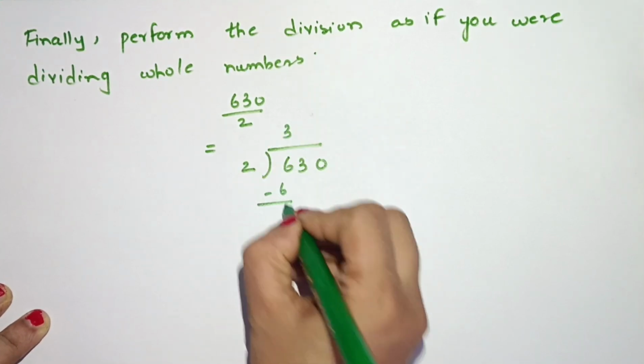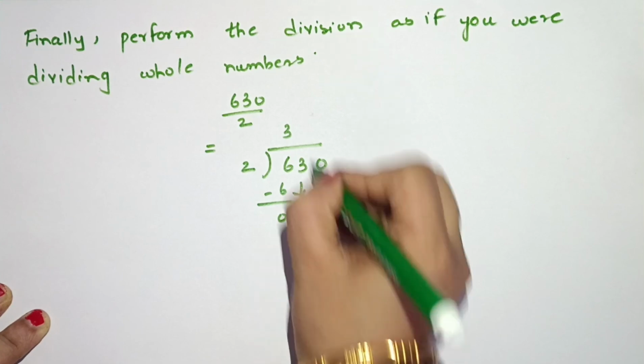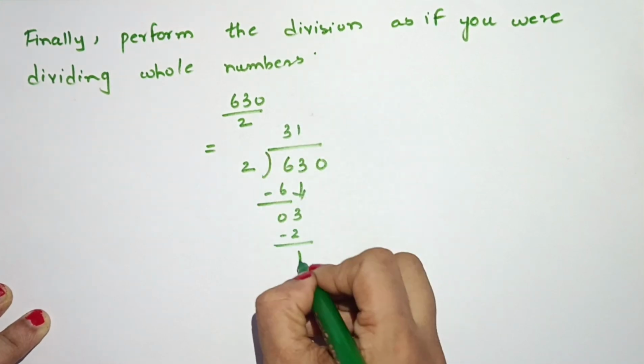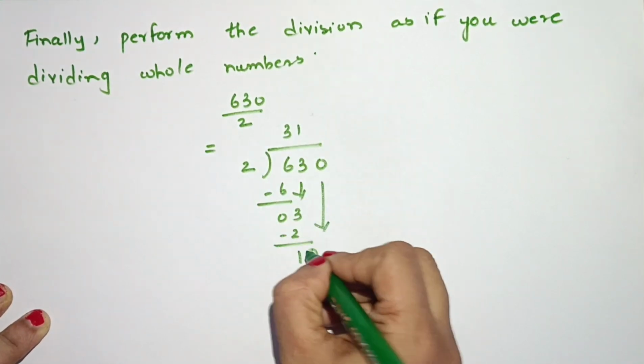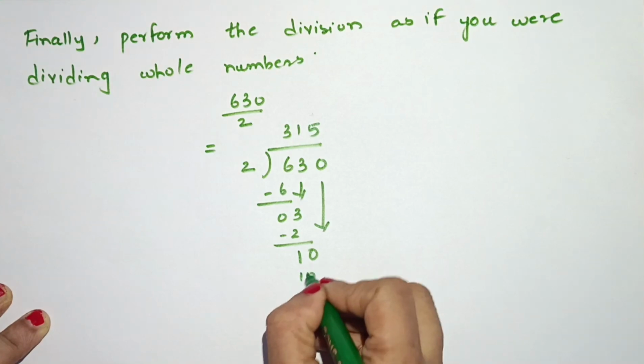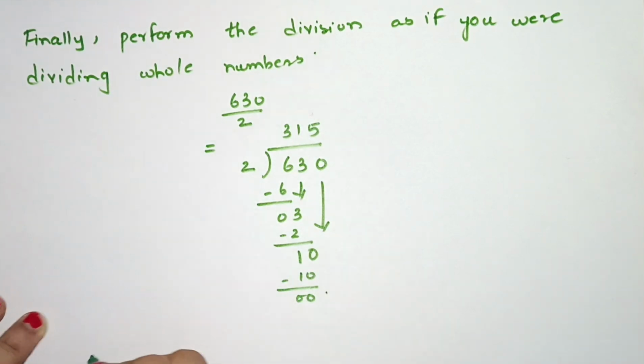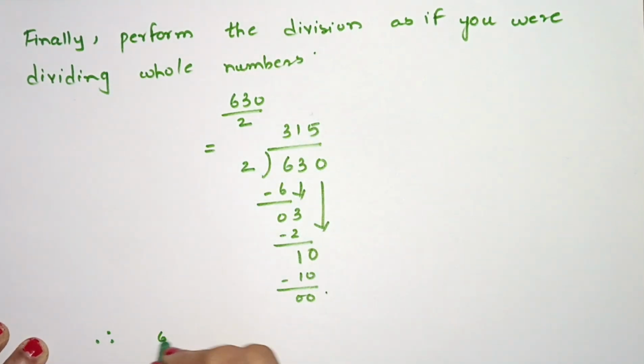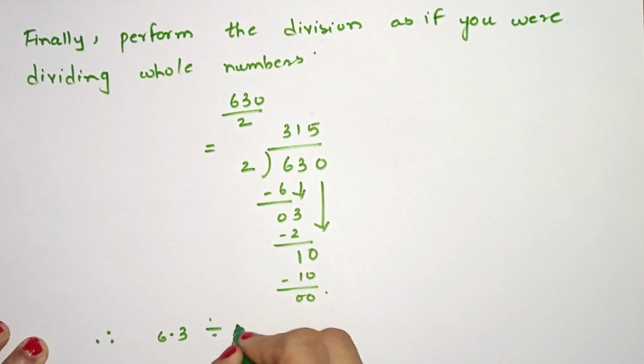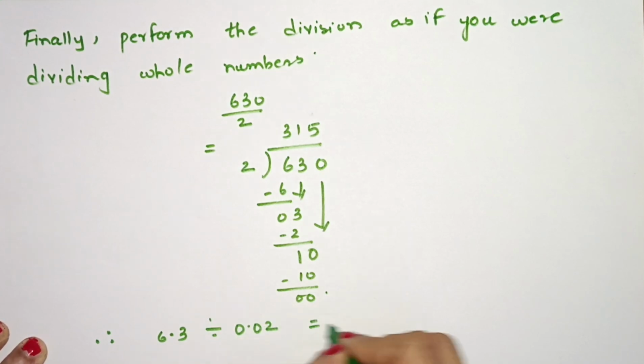2 3s are 6. 3, 2 1s are 2. Bring this 0 down. 2 5s are 10. So how will you write the answer? Therefore, 6.3 divided by 0.02 is nothing but 3.15.